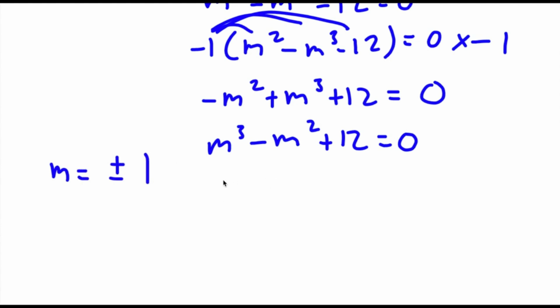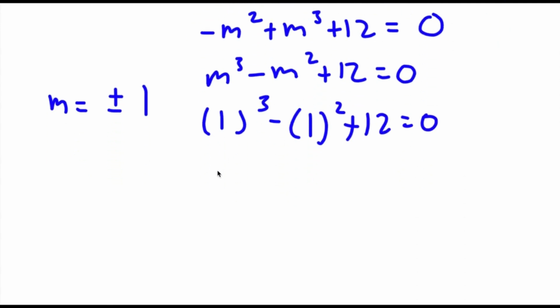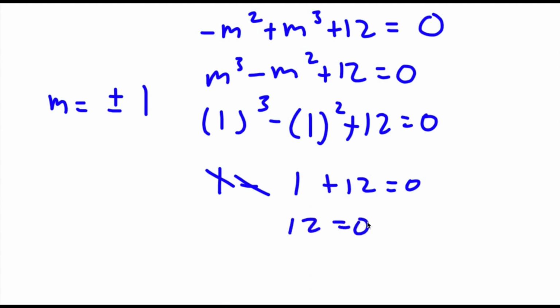So if m is positive 1, I have 1 to the power of 3 minus 1 squared plus 12 is equal to 0. 1 to the power of 3 is 1, minus 1 squared is 1, plus 12 is equal to 0. 1 minus 1 cancels out, so I have 12 is equal to 0. And this is wrong. So m cannot equal positive or negative 1.